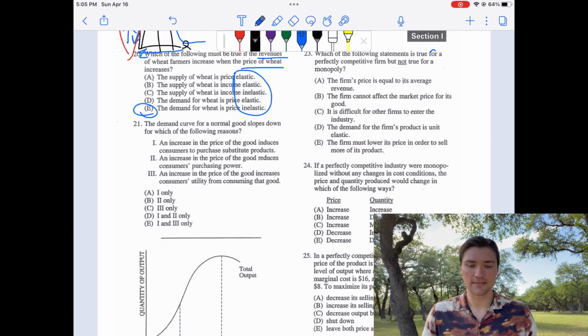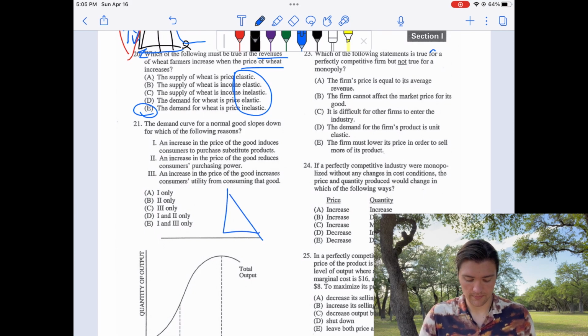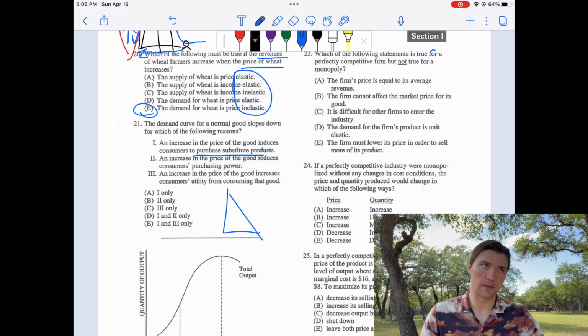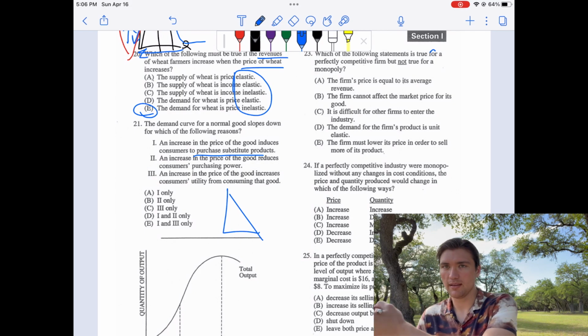All right, hey guys, we're gonna now do 21 to 30. Okay, so number 21, the demand curve for a normal good slopes down for which of the following reasons? This is basically asking you, why is the demand curve downward sloping? Is it because if you increase the price of the good, this makes you buy substitute goods? Yes, right? Because if that's more expensive, I don't buy that one, I buy this.